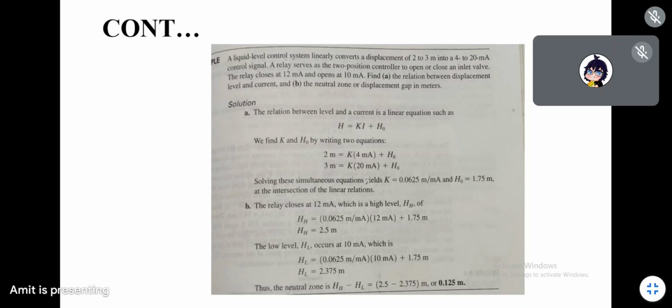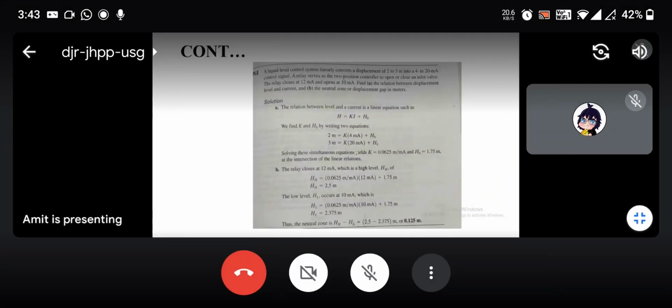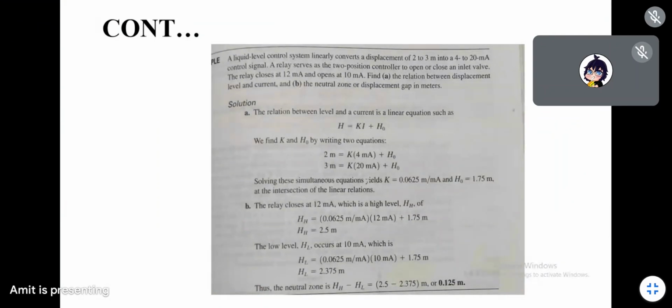H high is 2.5 meter, while H low occurs at 10 milliampere. So I am simply putting in that current into the equation, and I am finding the low level. So the low level is 2.375 meter. Then the question arises, what is the neutral zone? The neutral zone is HH minus HL.